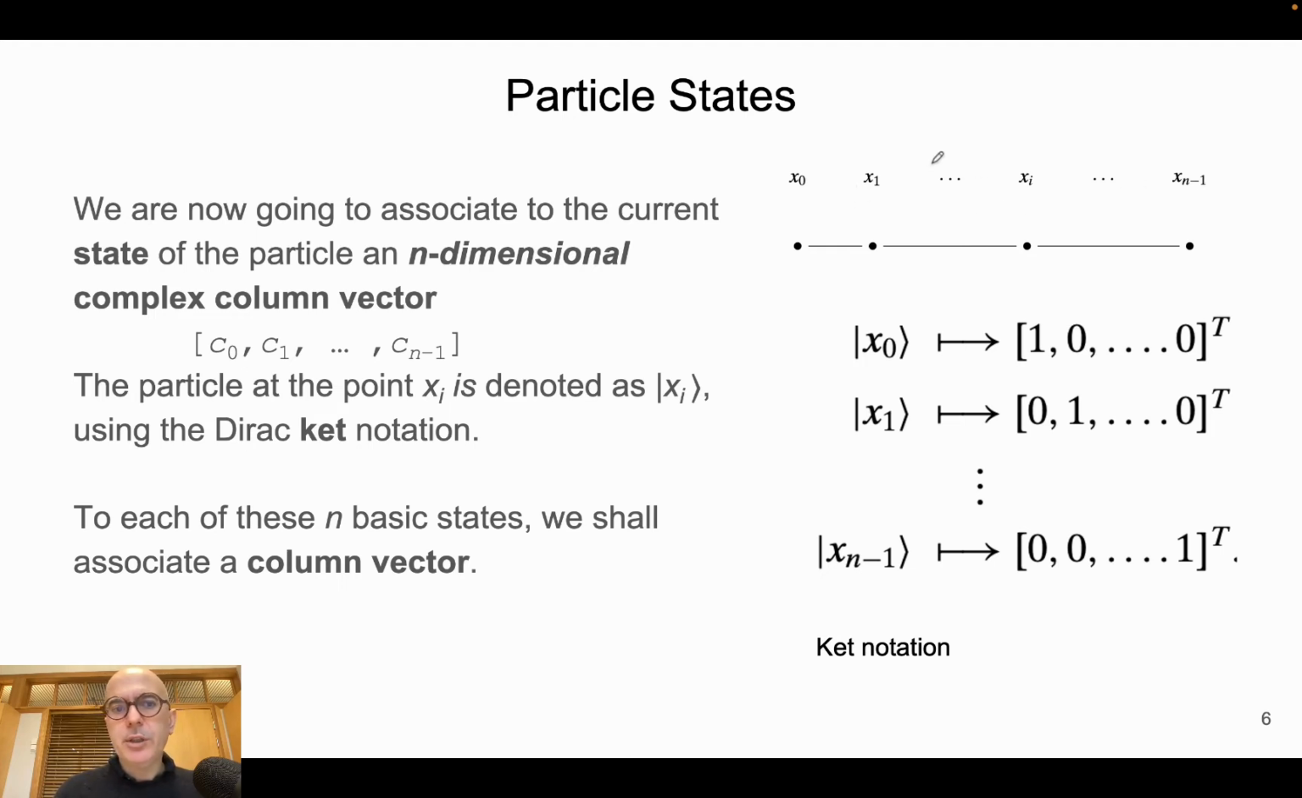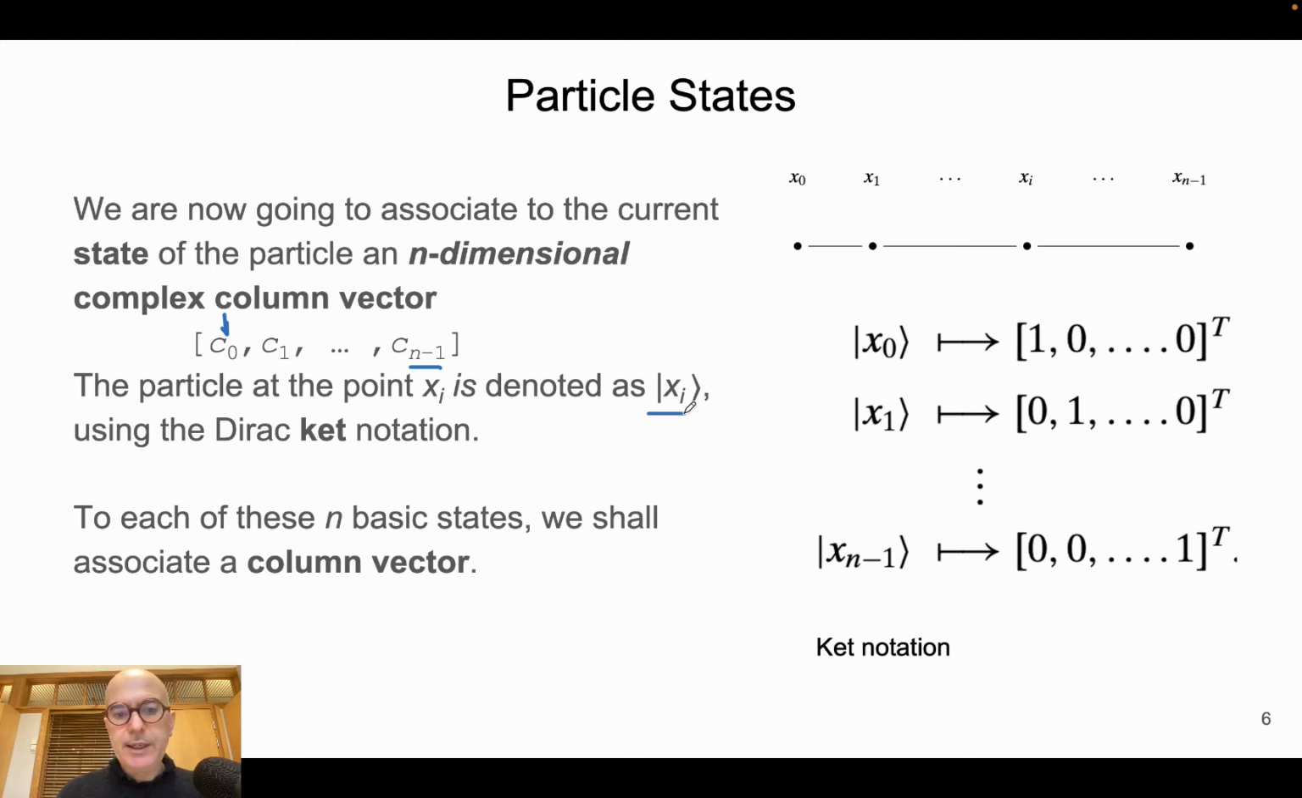So we're going to associate to the current state of the particle an n-dimensional complex vector. Our vector is a row vector, so this will be a bra, and each element of this row vector is a complex number, from C0 to Cn minus 1. So we have n elements in this complex vector. The particle at the point xi is denoted as ket xi using the Dirac bracket notation.